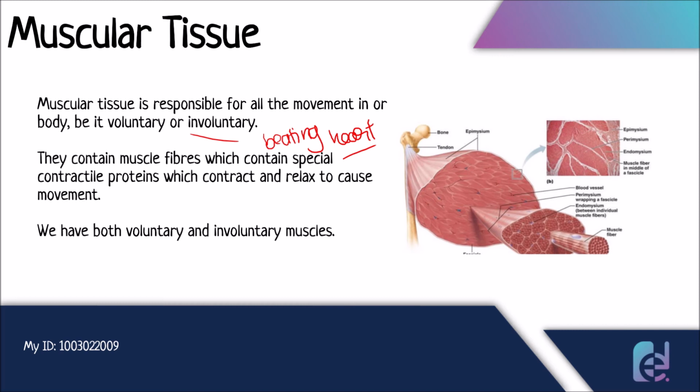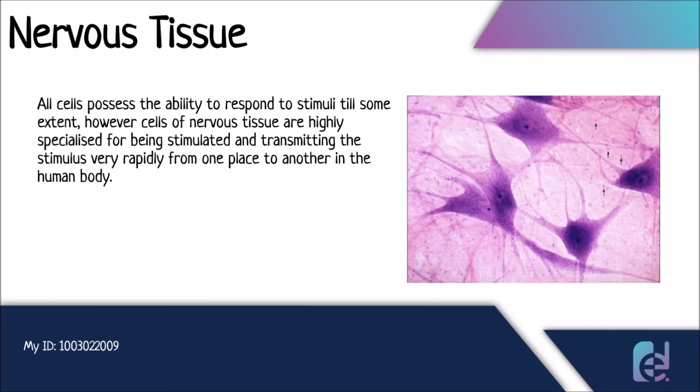Now, muscular tissues contain muscle fibers, which contain special contractile proteins, which contract and relax to cause movement. Like when you flex a bicep, for suppose, when you flex a bicep, then you're contracting your muscles. When you let go, you're relaxing your muscles. So muscles are constantly contracting and relaxing to cause movement, and this is with the help of contractile proteins. And we have both voluntary and involuntary muscles. We'll also get into more detail in the next lecture about muscular tissues and its types.